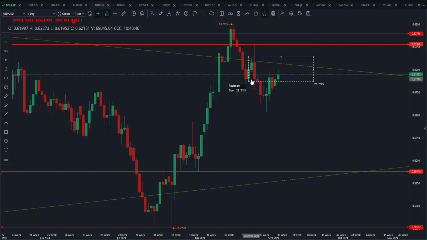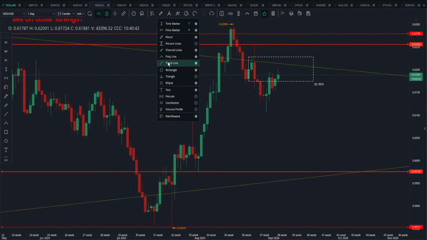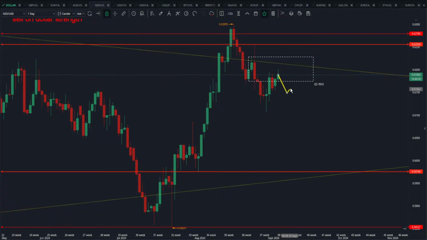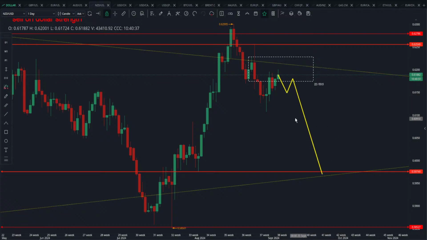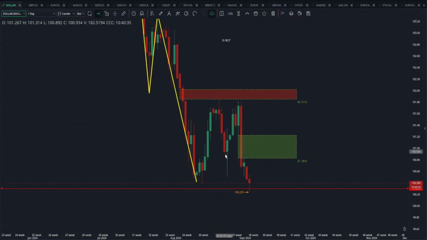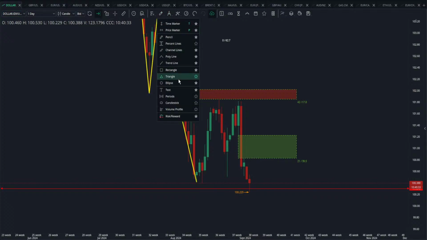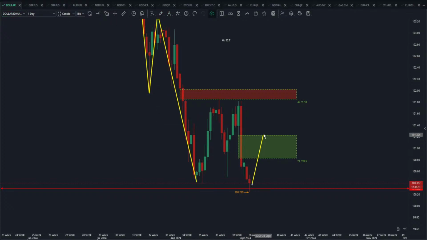So the idea here is that I'm expecting a resistance in this zone, and the price may go like this, the price may go like this. Now, if the price has to go like this, now you see dollar index has to go like this. Yes. So let us see how the things unfold.